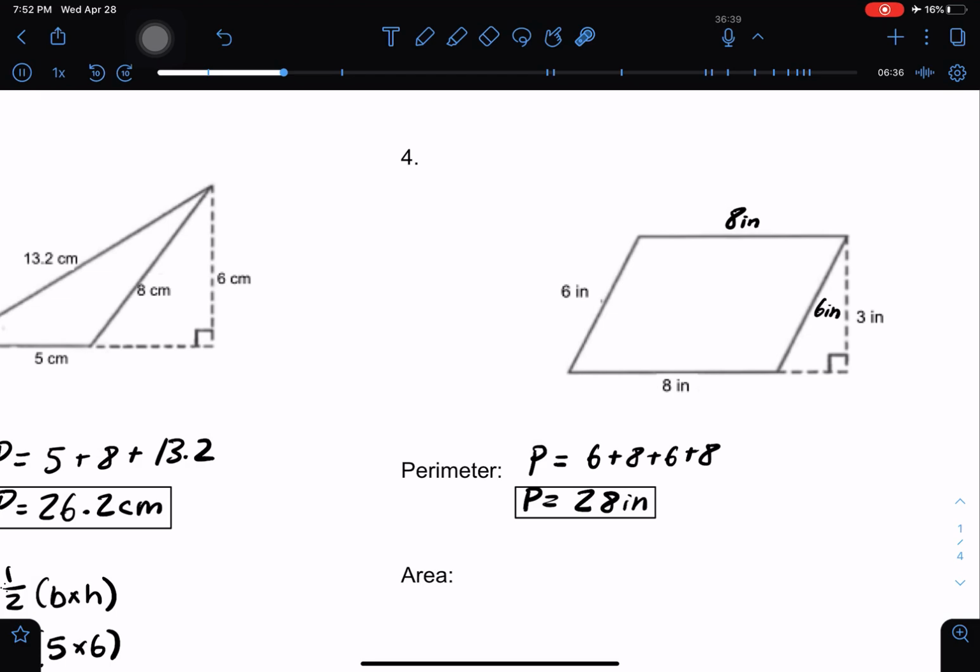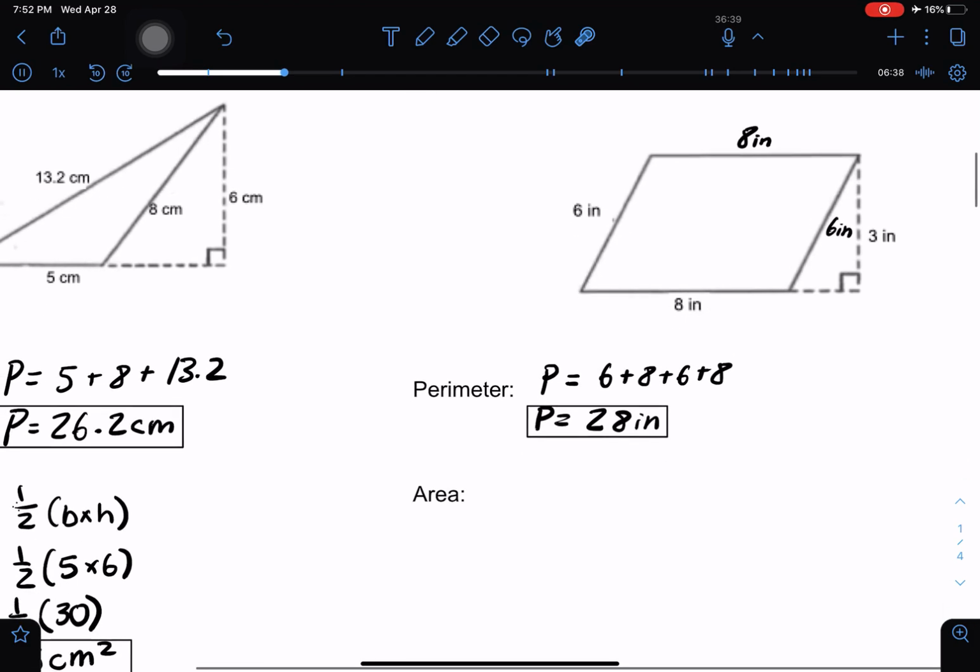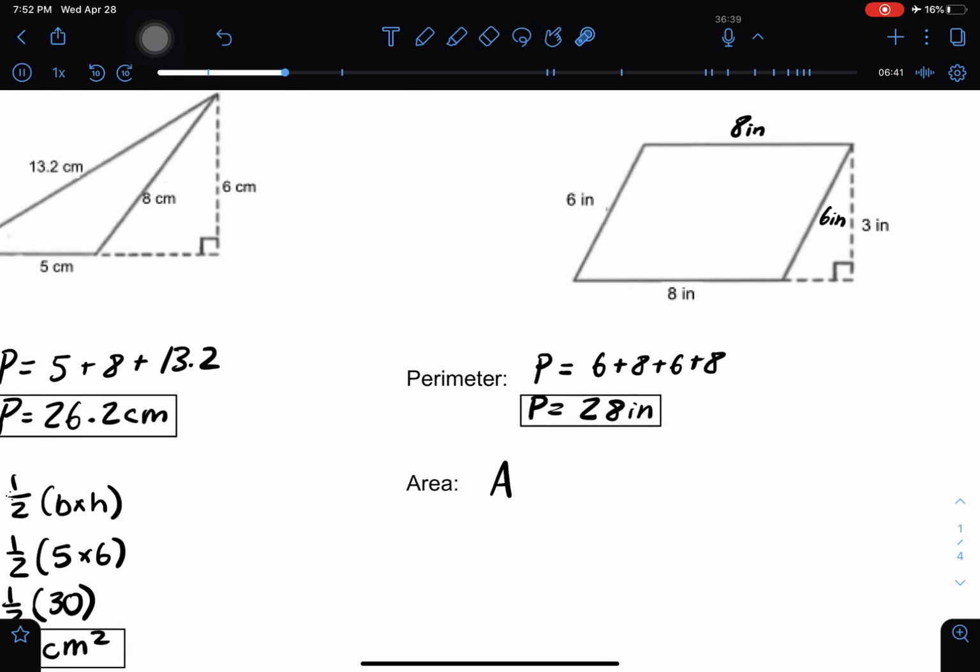Moving on to the area of the shape, the formula that we saw in investigation 3 is similar to that of a triangle. However, because this is more similar to a square, and we know squares are length times width, we are going to use the formula area equals base times height. In this figure, I see that the base is 8 inches and the height is 3.